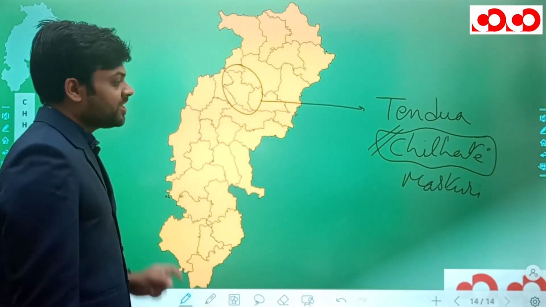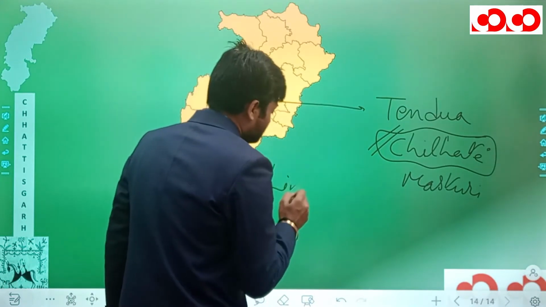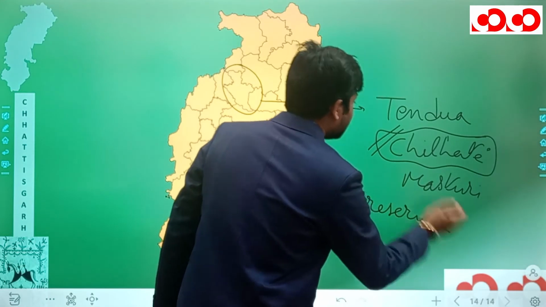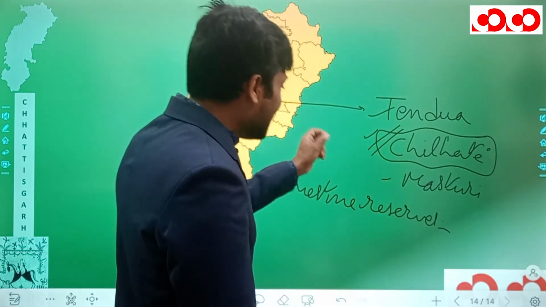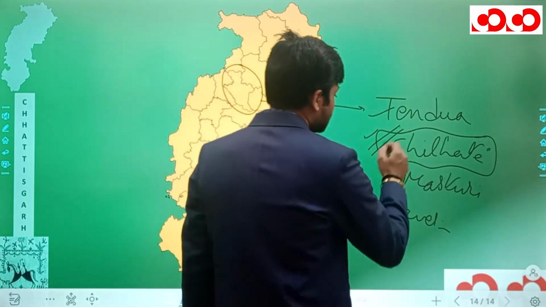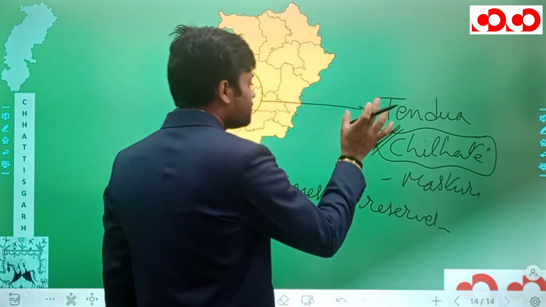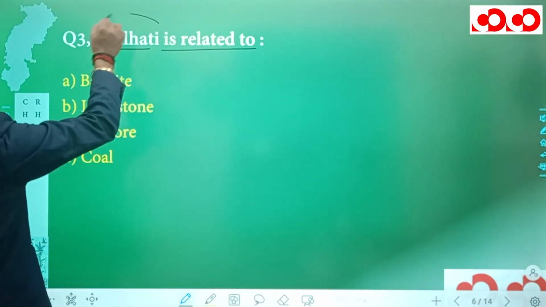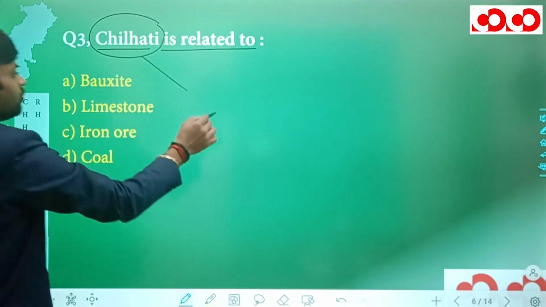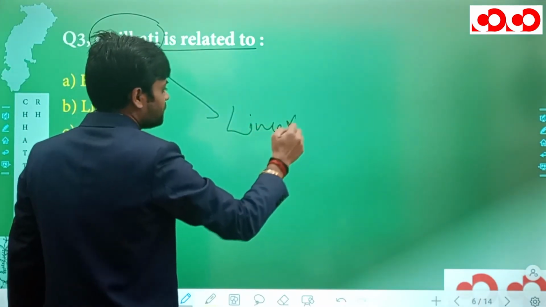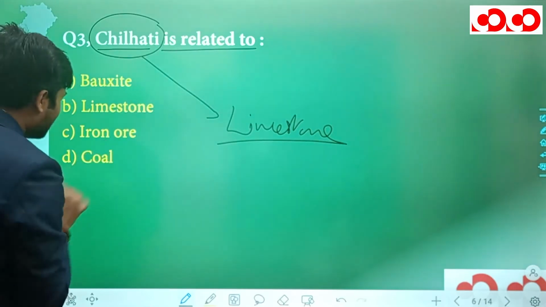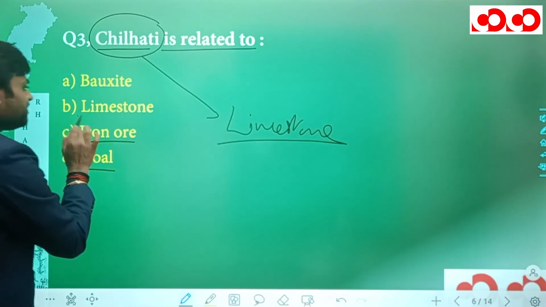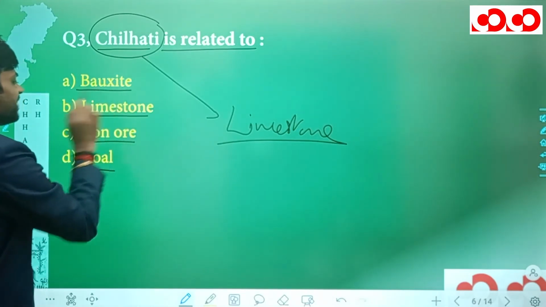So in the Bilaspur district we have limestone reserves by the name Tendua, Chilhati and Masturi, and I have also told you that Chilhati is the single largest limestone reserve in Chhattisgarh. Now coming back to the question, we know that this Chilhati is related to limestone. Looking at the options, in option D we have coal, in option C we have iron ore, in option B we have limestone, and in option A we have bauxite.